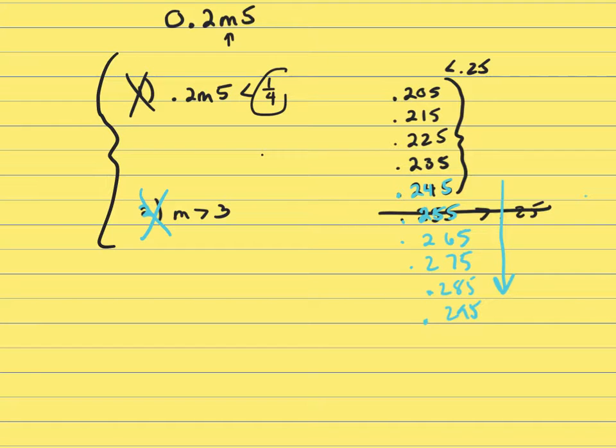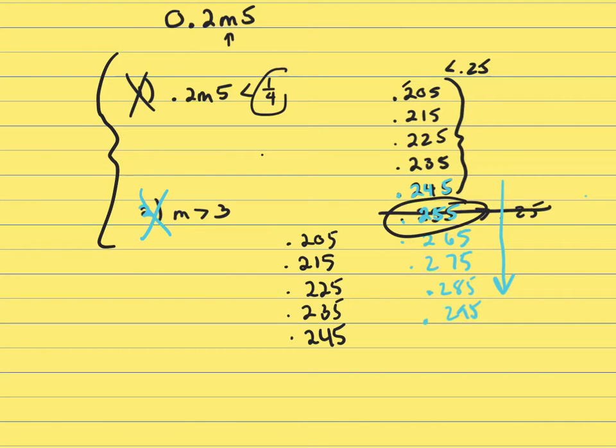So if I use clue 1, it's got to be less than 0.25. That gives me 0.205, 0.215, 0.225, 0.235, 0.245. Remember, 0.255 was not less than 1/4.